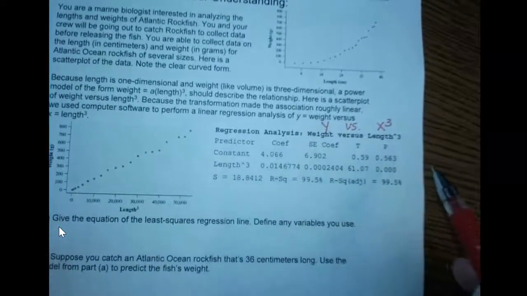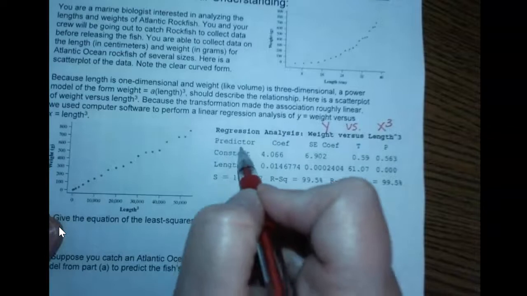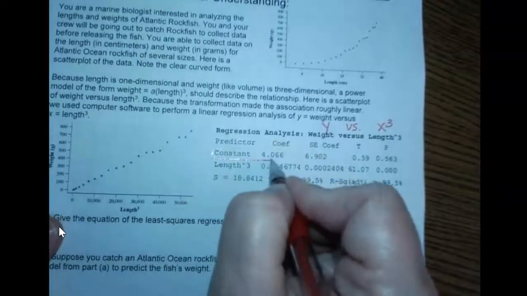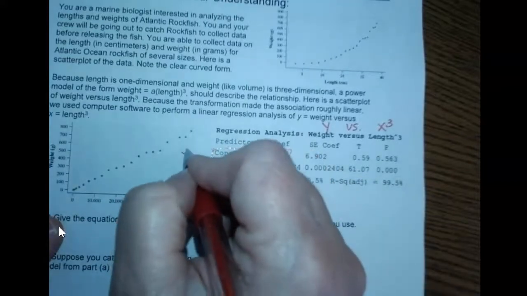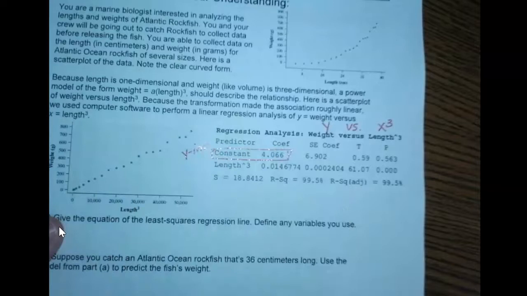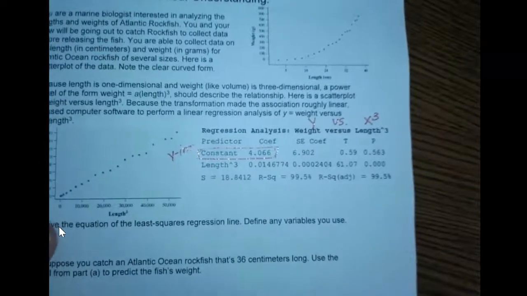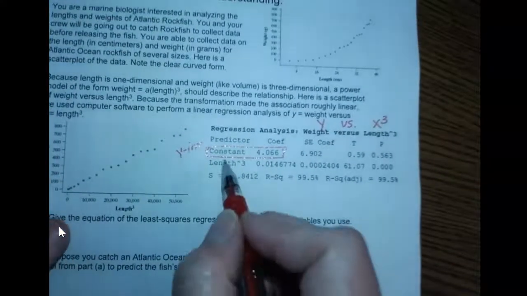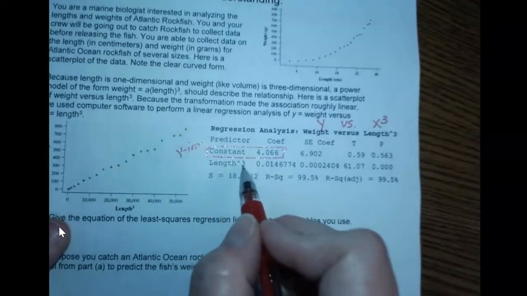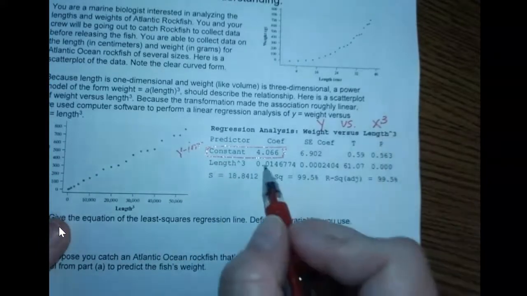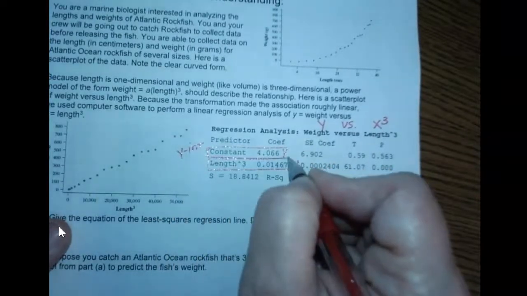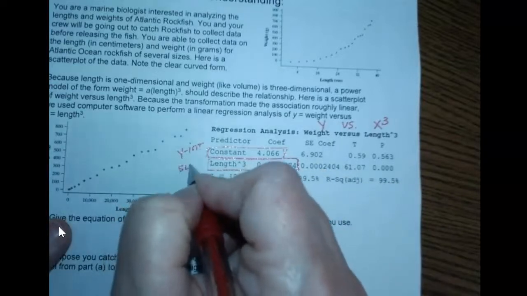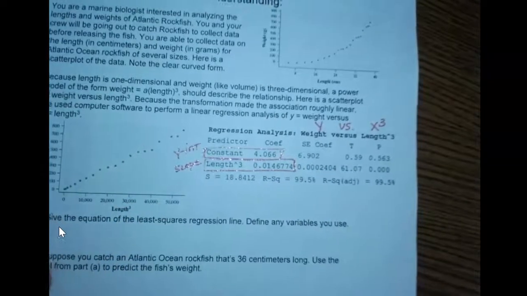So we're good there. Now, when we look at these, there's a whole bunch of stuff. All you need to worry about right now is right here. The constant is always your y-intercept. Okay? So the constant is the y-intercept. And then right below it, it says length cubed. Well, length is the x value. This is actually your slope. So the constant is always the y-intercept, and the value right below it is always the slope.